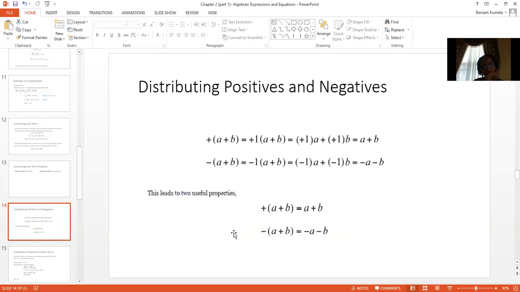These are two useful properties that will come in use later. Remember this one on the bottom, negative (A plus B) equals negative A minus B, whenever you distribute the negative to the inner terms. Does this make sense? You're distributing negatives. Yes.